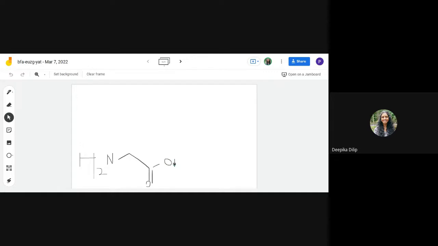I should... okay, these should be charged. So if I'm interpreting this properly, this can bond, this can form a hydrogen bond this way, right? Correct. Okay, so I'm interpreting, okay.